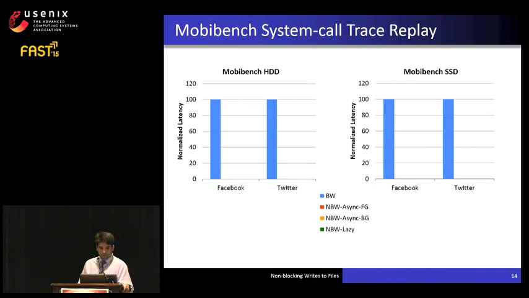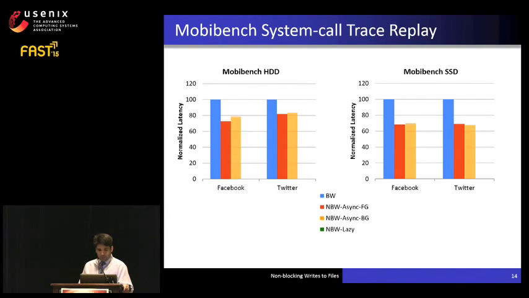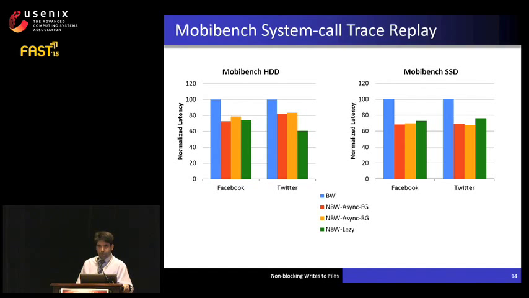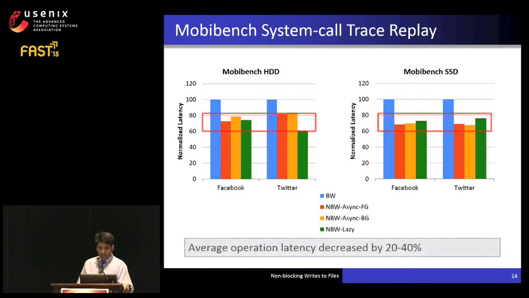Finally, for the MobiBench system call trace replay, we present results for two different apps, the Facebook and Twitter apps, and we use HDDs and SSDs at the back end. The blue line represents the latency of all I/O operations done while replaying the traces on the original system. And then in red, yellow, and green, we have the three different systems of non-blocking write. We can see that all of them improve the latency of operations by between 20 and 40% when replaying these traces.